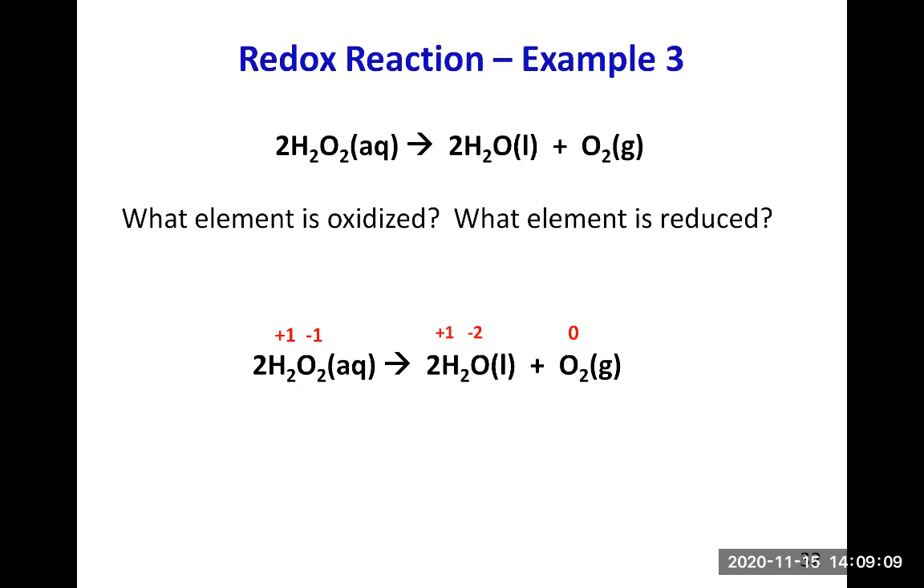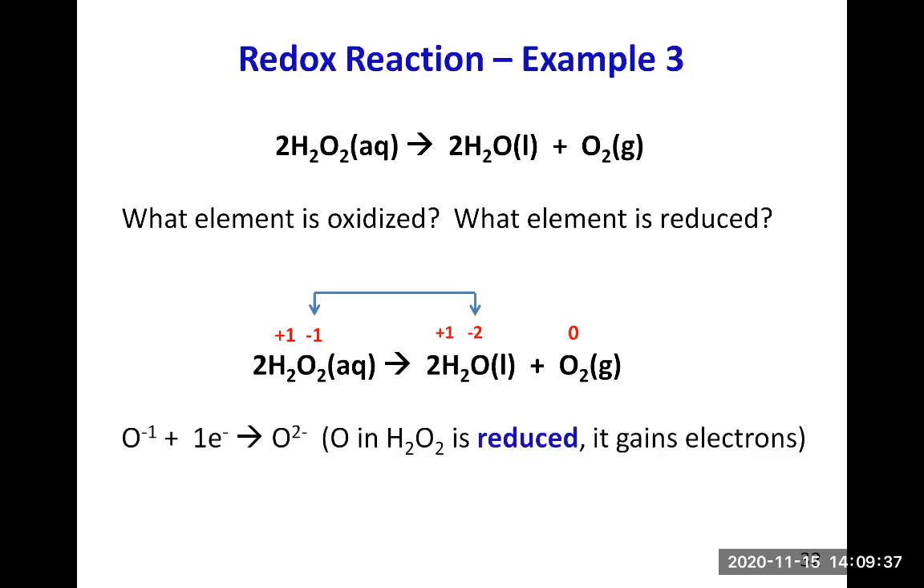Because you keep the principle of the formulas being neutral overall, they have to be neutral overall. So that's also a guiding principle on how to find the charge on the elements. So we see that hydrogen stays the same from left to right of the arrow. Oxygen, there is one oxygen that becomes, from -1 to -2.